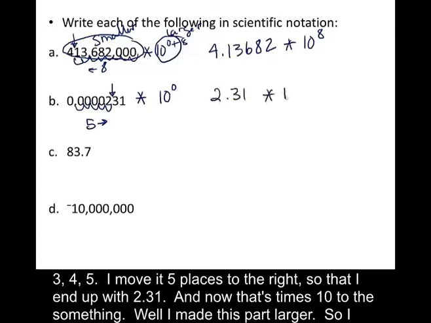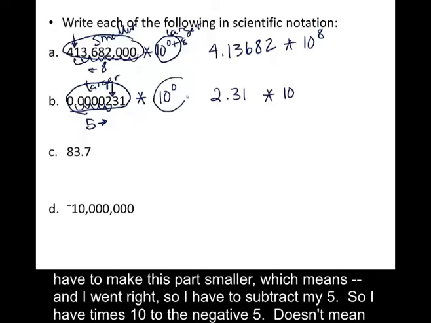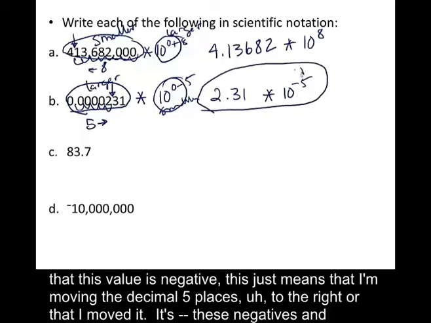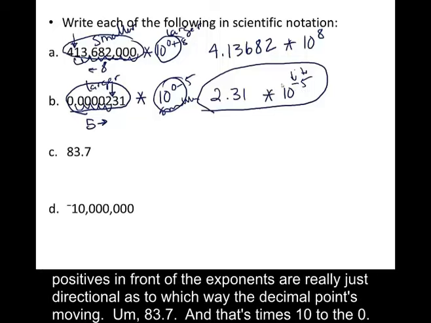And now that's times 10 to the something. Well, I made this part larger, so I have to make this part smaller, which means, and I went to the right, so I have to subtract my 5, so I have times 10 to the negative 5. Doesn't mean that this value is negative. This just means that I'm moving the decimal 5 places to the right, or that I moved it. These negatives and positives in front of the exponents are really just directional as to which way the decimal point's moving.